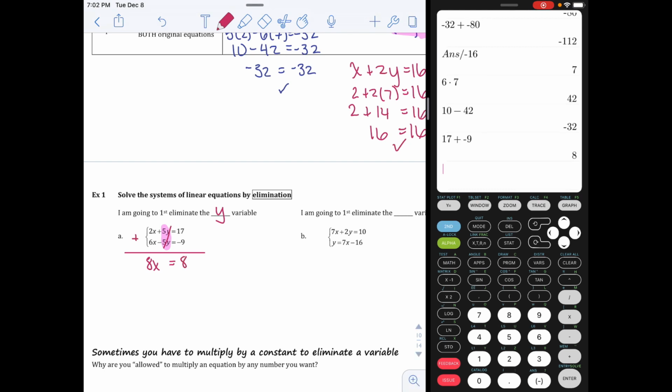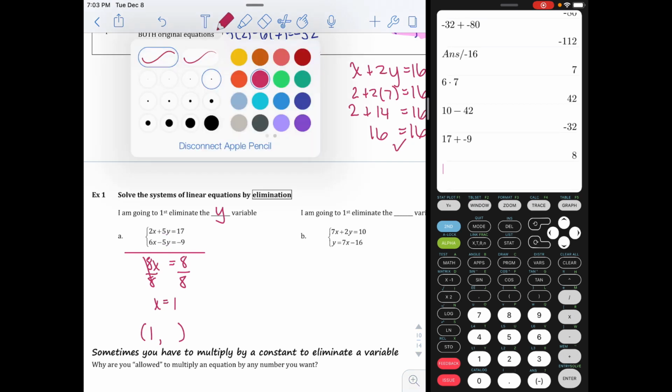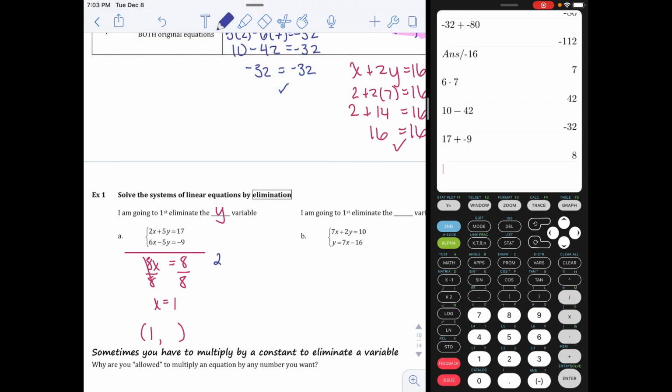All right, that's an 8. Divide both sides by 8. X is equal to 1. Fantastic. I have half my answer. I'm going to start up my coordinate already. And now I get to pick either of the equations, whichever one looks easier to me. I'm going to pick the top one because that one doesn't have any negatives. So I'm going to go 2x plus 5y equals 17. Plug in a 1 for the x spot.